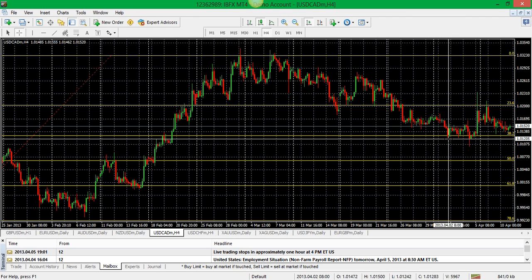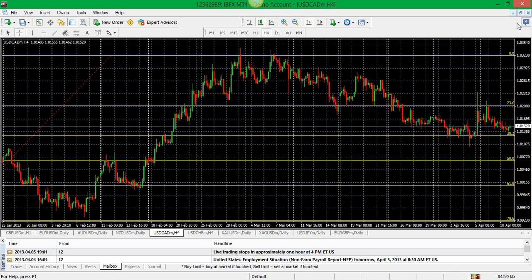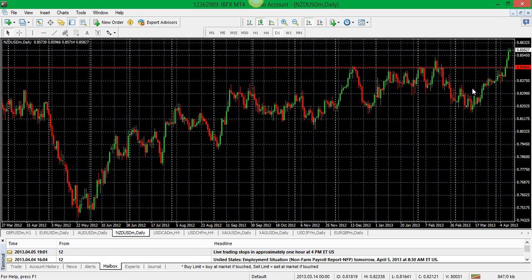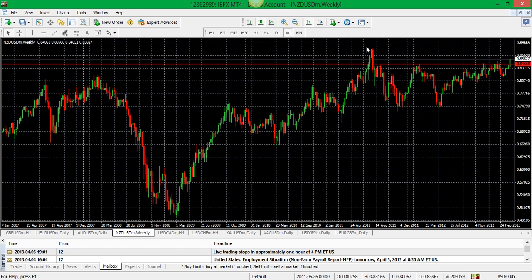That doesn't mean you stay in a loser for 50 pips or 80 pips or 100 pips. So that's a short-term trade that I wanted to show you where we are seeing some consolidation as of late in the U.S. Canadian. We are not seeing consolidation in the New Zealand U.S. dollar. On the daily chart, on the weekly chart, we're close to all-time highs there.